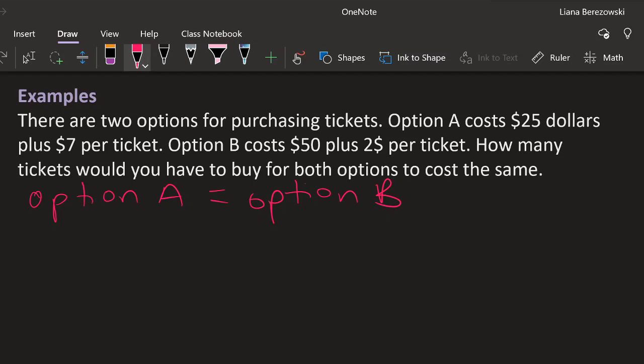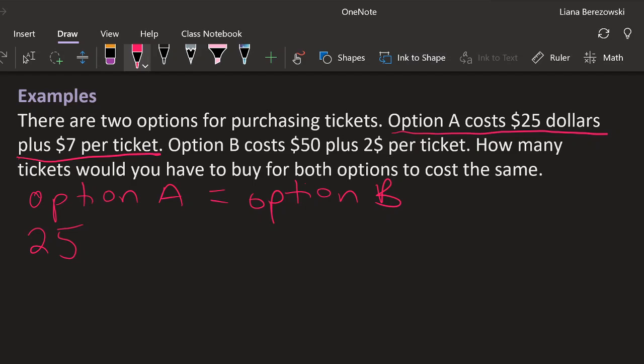Okay, so let's look at option A. Option A costs $25 plus $7 per ticket. So $25 is going to be sort of a flat rate, right? They have to pay $25 no matter what. That doesn't change depending on number of tickets or anything like that. So option A is going to involve adding 25.